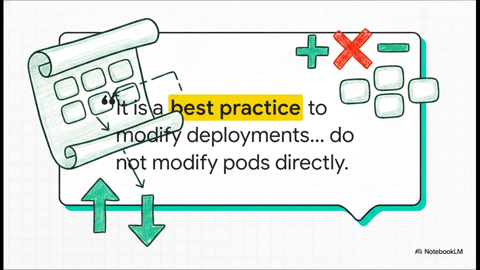The deployment acts as your blueprint, configured with a strict specification of the number of replicas that should always be running. You change the blueprint, and Kubernetes handles the pods for you. Simple as that.